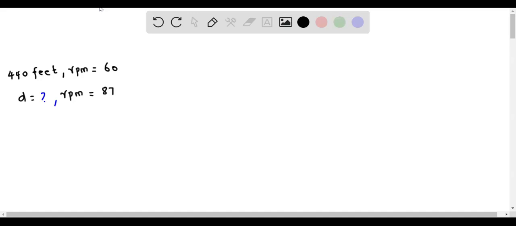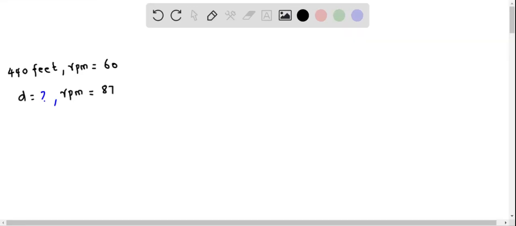We are given that the distance that a bicycle travels in 1 minute varies directly as the number of revolutions. And the bicycle travels a distance of 450 feet when the wheel turns at an RPM of 60. Given this situation, we have to determine the distance traveled by the bicycle in 1 minute when the wheel turns at an RPM of 87. So let's see how to determine this distance.